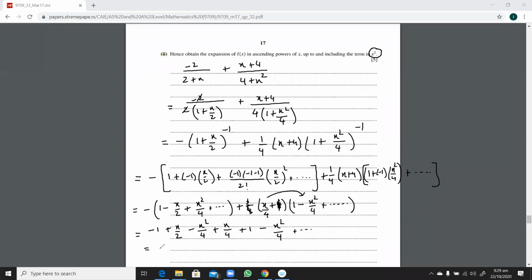So finally, you see that this minus 1 is cancelled with the plus 1, and minus x squared over 4 minus x squared over 4 will be minus x squared over 2, and x over 2 plus x over 4 is going to be 3x over 4. Is that the right answer? Yes, sir. Okay, so this question ends here. So you see that first we have written down the partial fractions and then we have applied the binomial theorem to expand this up to x squared.